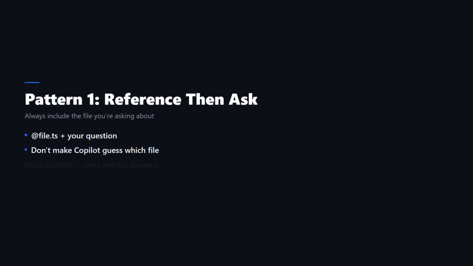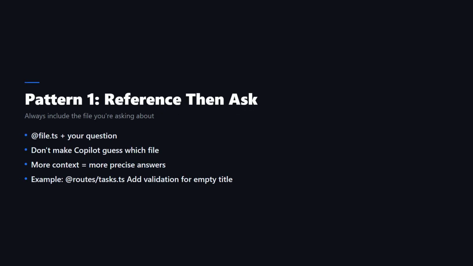Pattern 1: Reference then ask. Always include the @ reference for the file you're talking about. Don't make Copilot guess. "@routes/tasks.ts. Add validation for empty title." Now Copilot reads that exact file, sees the current code, and makes a surgical edit. Without the reference, it might read the wrong file or guess at the structure.